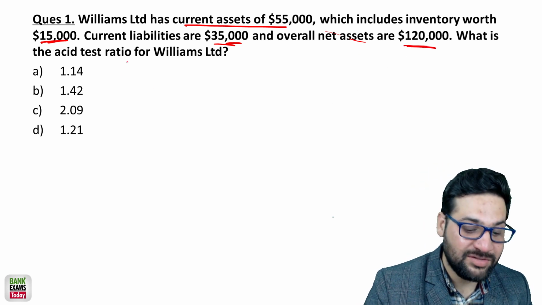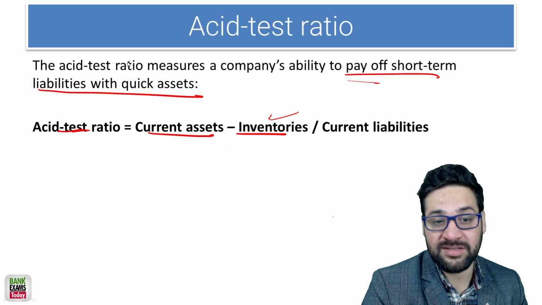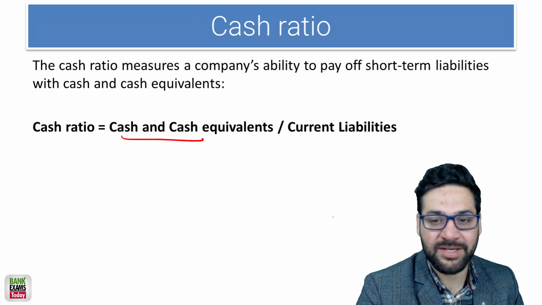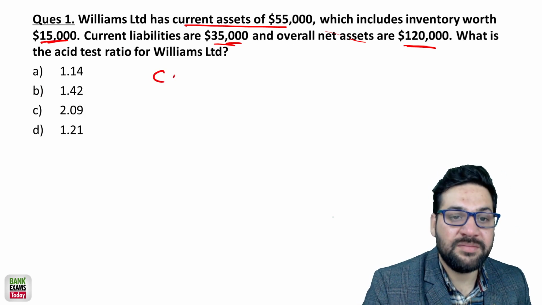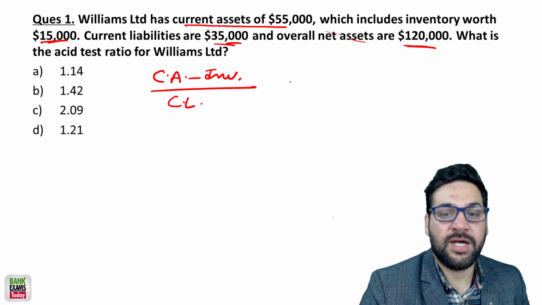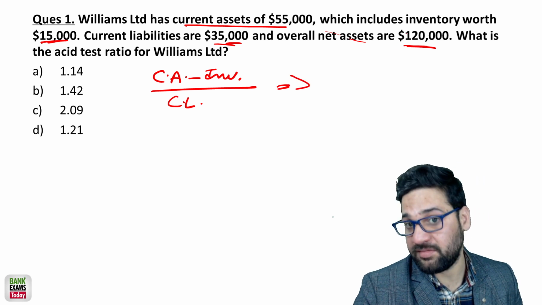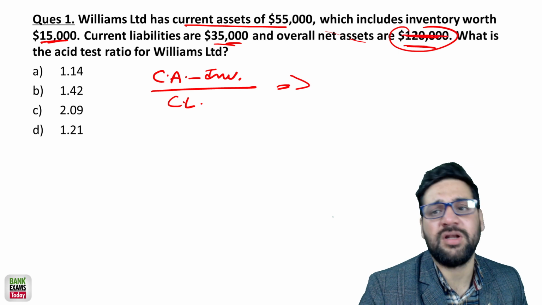What is acid test ratio? Now please remember what is acid test ratio. Acid test ratio, current asset minus inventory divided by current liability. So current asset क्या था? Current asset minus inventory divided by current liabilities. Okay. So this net asset, they just want to confuse you. Net assets are not required.